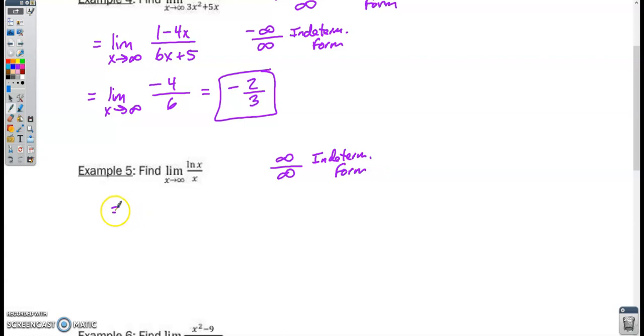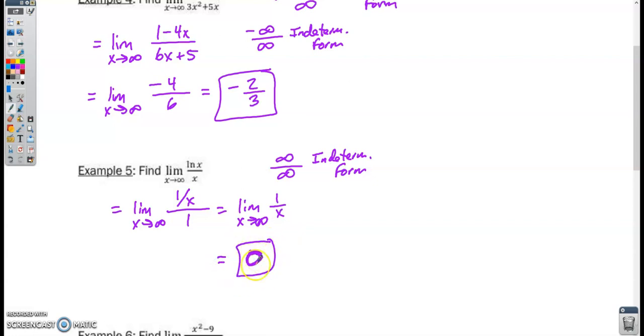And so I'm going to apply L'Hospital's Rule. This becomes the limit as x goes to infinity, and I take the derivative of the numerator, that's 1 over x, and the derivative of the denominator, that's 1. By the way, when we're applying L'Hospital's Rule like this, we can simplify this result, and so I'm just going to change this into the limit as x goes to infinity of 1 over x, and if we imagine as x gets bigger and bigger, 1 over x approaches 0, and so that is my limit here of the natural log of x over x as x goes to infinity.